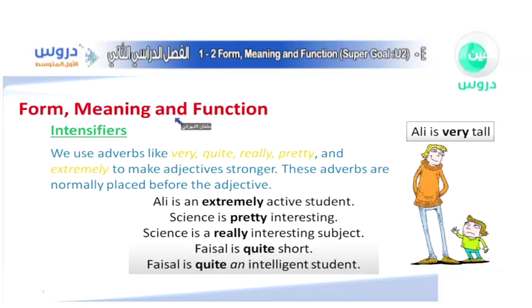So, now we will start with the form, meaning, and function. We will start with the intensifiers. Okay? We use adverbs like very, quite, really, pretty, and extremely to make adjectives stronger. Oh, this is very important. To make adjectives stronger. These adverbs are normally placed before the adjectives. Let's take an example.